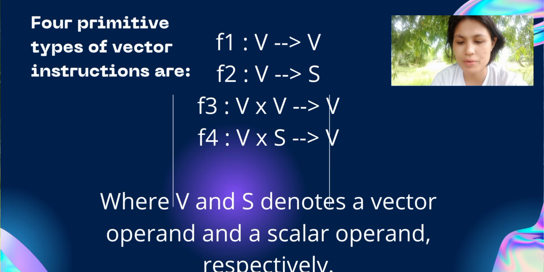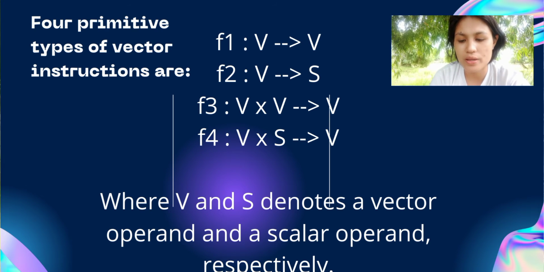There are 4 primitive types of vector instructions. Those are the following, and we can see it on the screen, where V and S denote a vector operand and a scalar operand respectively. The instructions F1 and F2 are unary operations and F3 and F4 are binary operations.